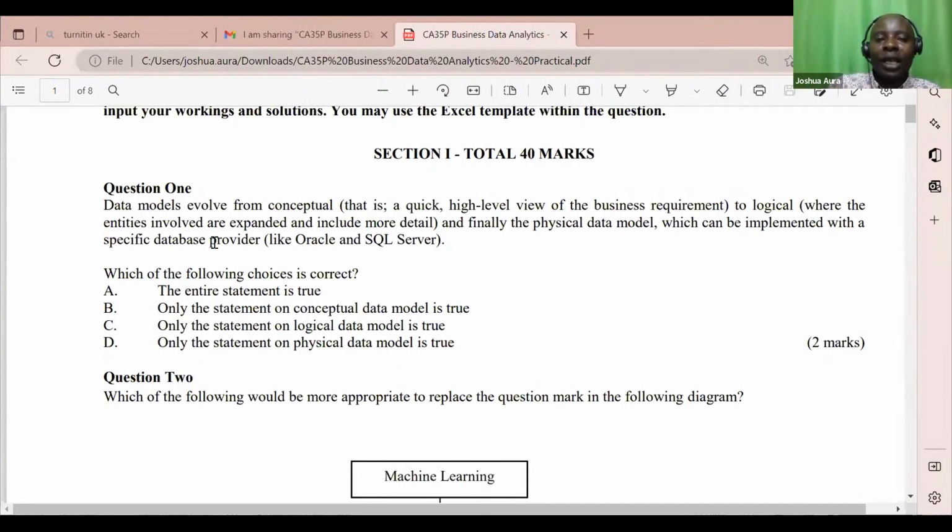So then, ladies and gentlemen, I would want you to help me answer this question. If you are a student doing this exam, which multiple choice would you have gone for here? Is it A, that the entire statement is true? B, only the statement on the conceptual data model is true, that data models evolve from the conceptual, that is a quick high-level view of the business requirement. C, only the statement on the logical data model is true, where the entities involved are now expanded and include more detail. Or is it D, only the statement on the physical data model is true?